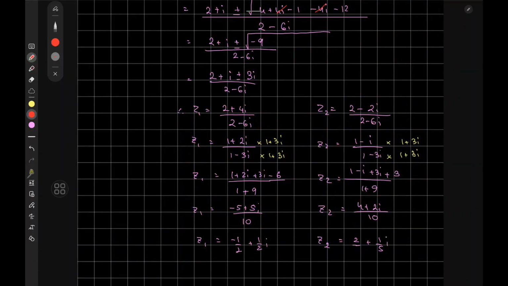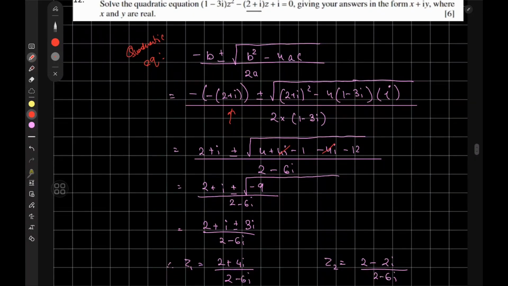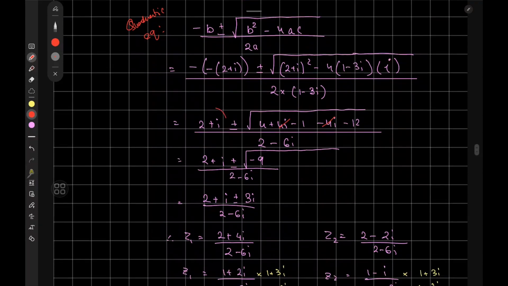So if you go step by step, first of all, we're plugging in the value of 2 plus i in b, and the minus signs get cancelled off. And for b squared, we're plugging in the value of b directly, and then we have minus 4 times a, which is 1 minus 3i, then we have c, which is i. After you simplify inside, you're going to see it comes out to be 2 plus i plus or minus the root of 4 plus 4i minus 1 minus 4i minus 12. The 4i gets cancelled out, and in the denominator you're going to have 2 minus 6i.